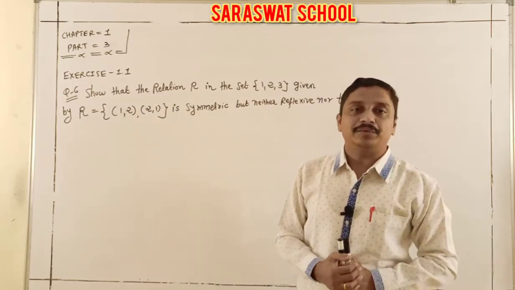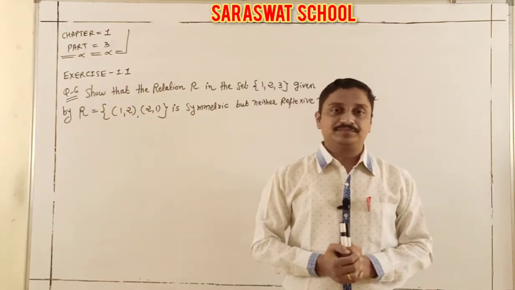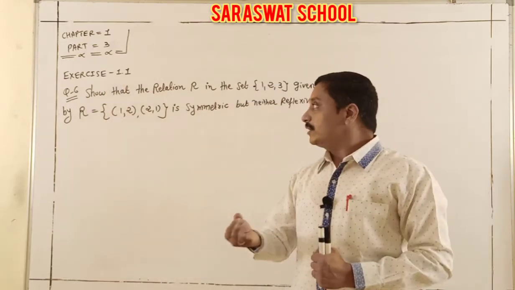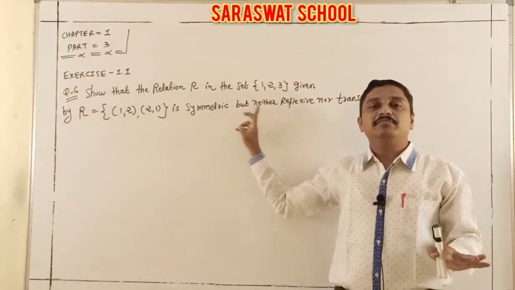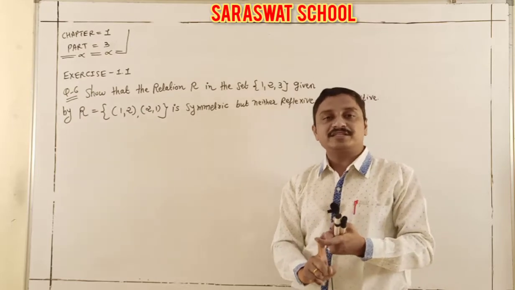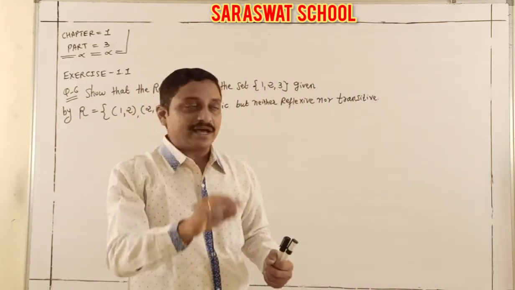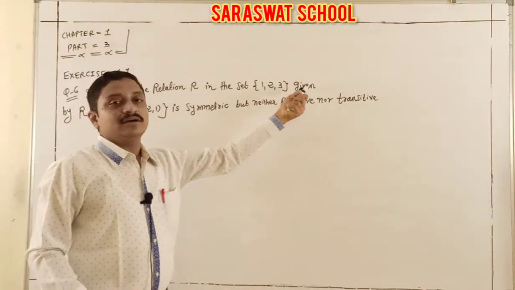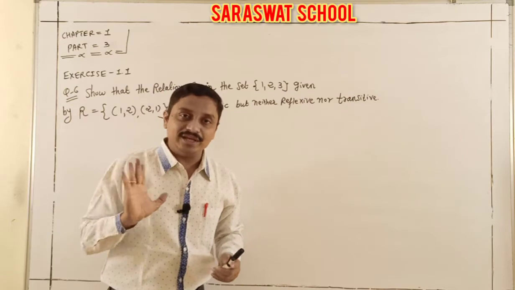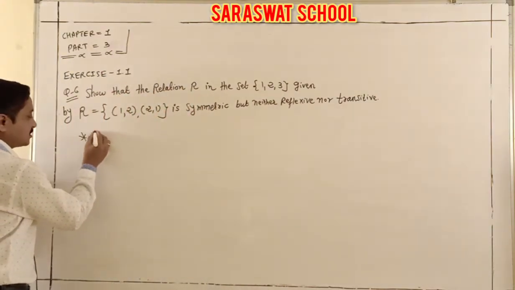Today I am going to do our Exercise 1.1, question number 6. The question is: show that the given relation R is symmetric but neither reflexive nor transitive, for R given as (1, 2) and (2, 1) on the set {1, 2, 3}. So very easy, students. First I check reflexive.